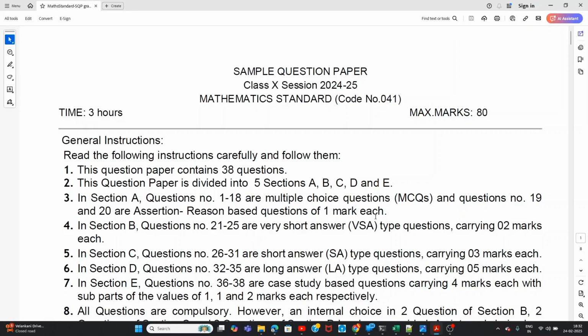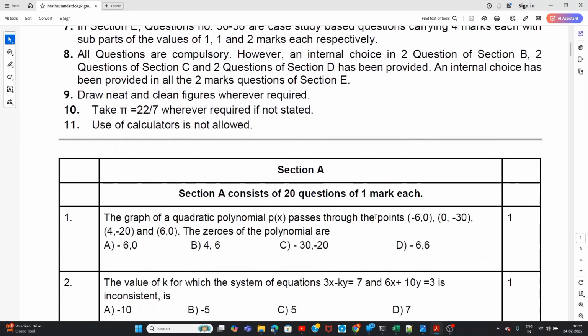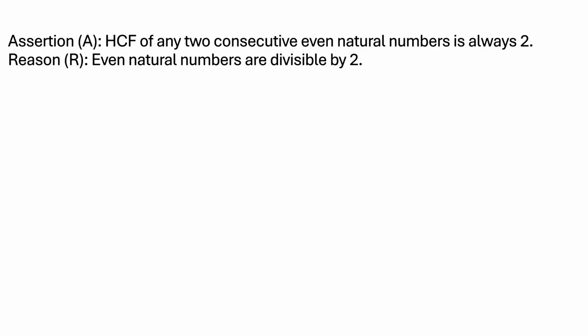Hello friends, we can select the questions from the chapter real numbers from this sample question paper. Here we have one assertion and the reason for it. We have to choose the correct option. The first assertion is: HCF, highest common factor, of any two consecutive even natural numbers is always 2.